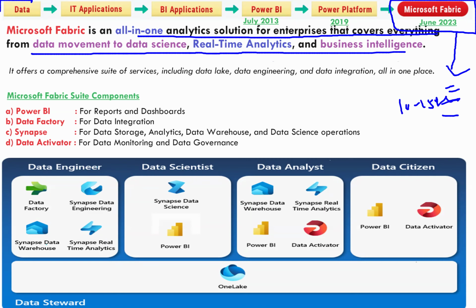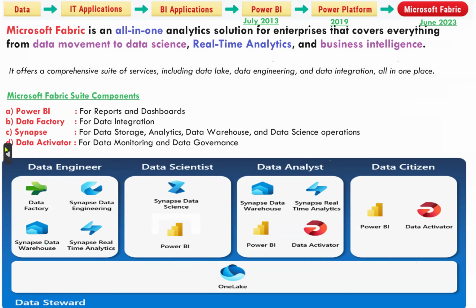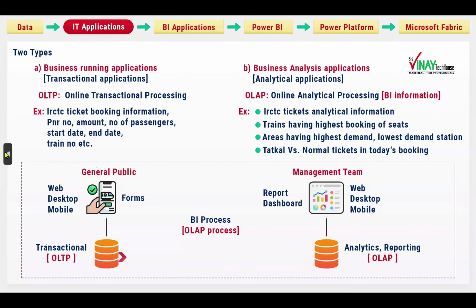So this is about data, three types. IT applications use the data, majorly two types: a business running application and an analytical application. Now, analytical applications have been available since the 90s. Power BI was given in July 2013, and it was individual till 2019. In 2019, it became part of Power Platform. Now it is part of Fabric. So this is what I planned in the last 40 minutes. I successfully completed.